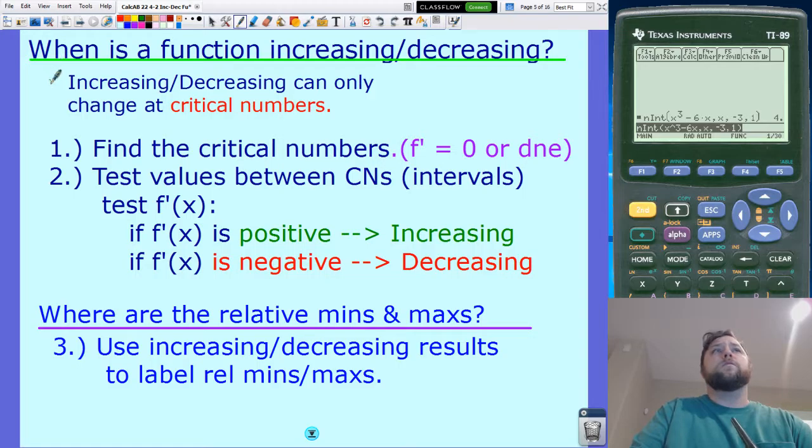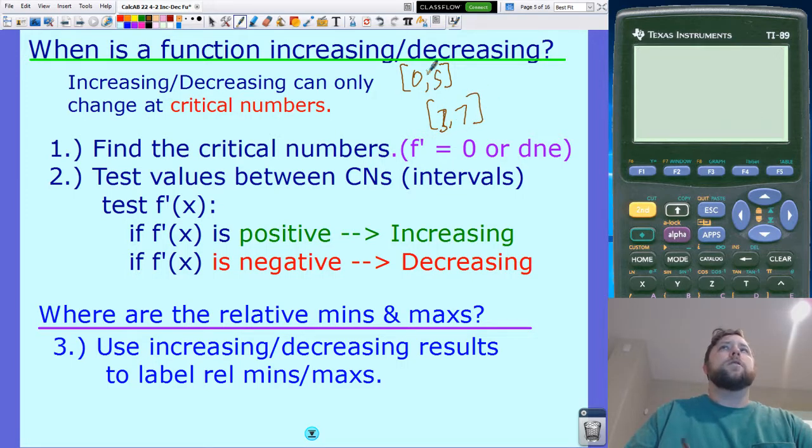And so this is what we use. We call it the first derivative test. Sometimes I want to know when a function is increasing or decreasing, and that means on which interval. So it might be increasing on an interval from 0 to 5, and then from 5 to 7, it's decreasing, whatever. So how do we do this?